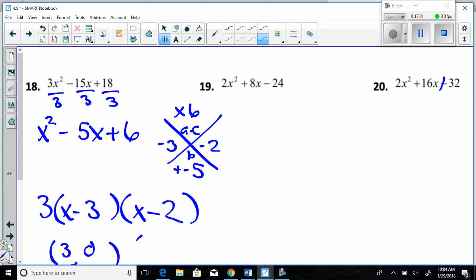This would be 3 and this one would be 2. This doesn't affect your x-intercepts. You still put it outside? Yeah, just in case they ask for the factors. So if they ask for the factors, you would need to put it on the outside. You don't need to do all this if you're doing a multiple choice test, because I just want the answer.